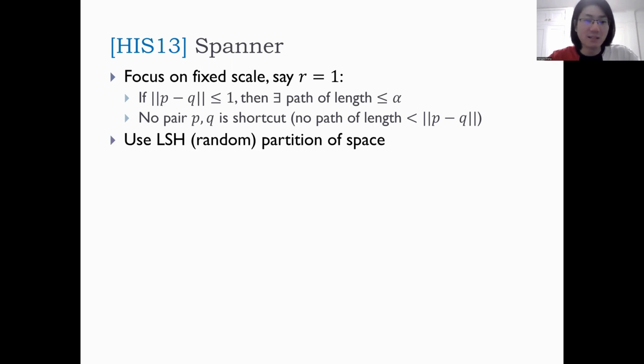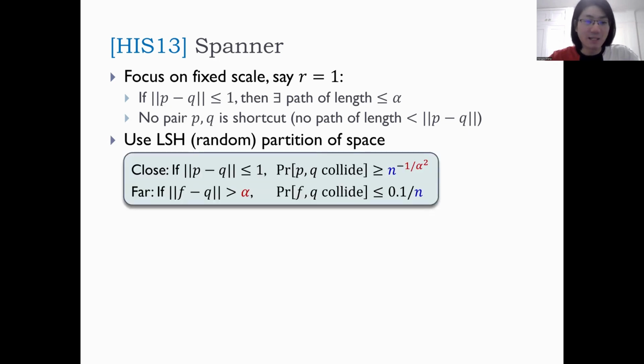And they use locality-sensitive hashing as a basic tool. Recall that locality-sensitive hashing maps points into many buckets. If two points P and Q are close, then the probability they collide in some bucket is high. If two points F and Q are far from each other, then the probability they fall into the same bucket is small. We take an example here. Here are three points P, Q, and F. And let's focus on the point Q.